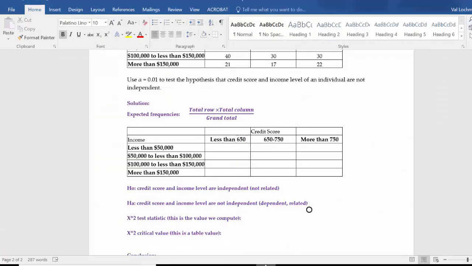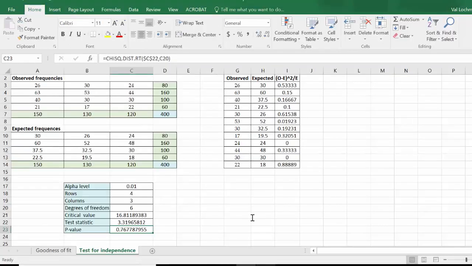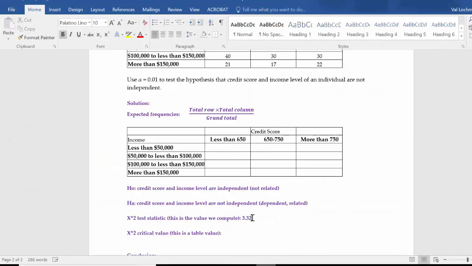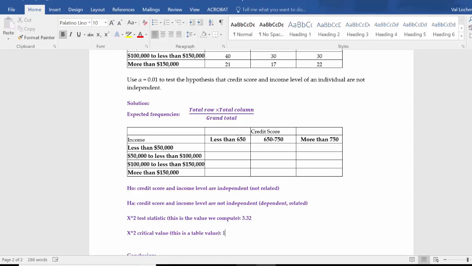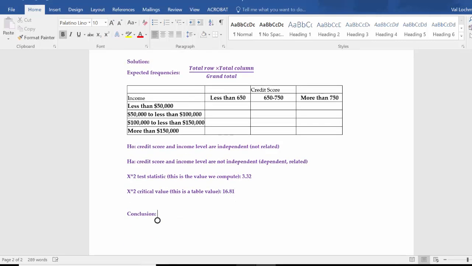Okay, so let's actually fill this out. The test statistic is 3 point something, right? So let's see, 3.32. The critical value from the table, did it load? No luck. Well, over here we have it: 16.81. That's our critical value. What is the conclusion? We failed to reject. Failed to reject H null.